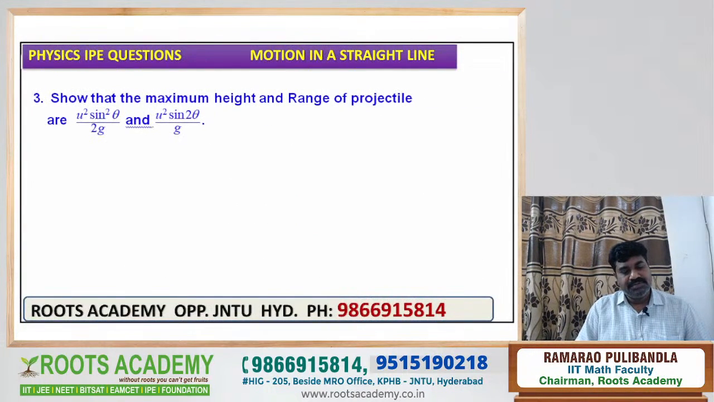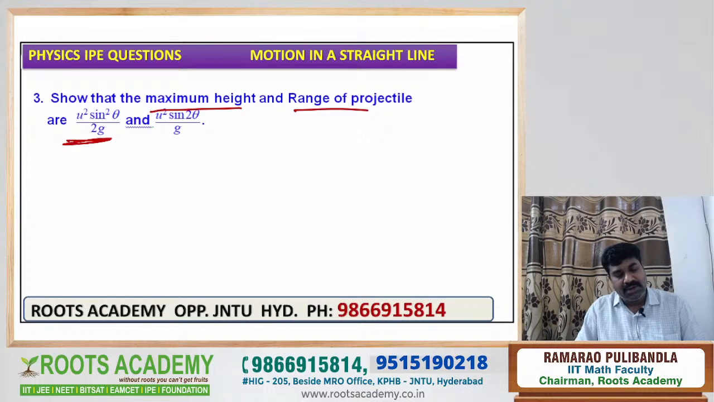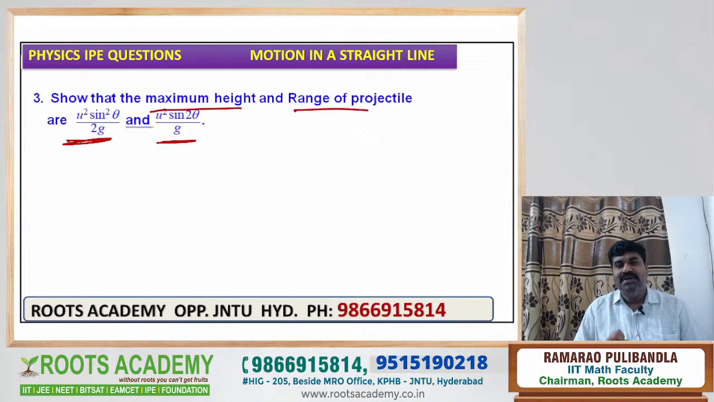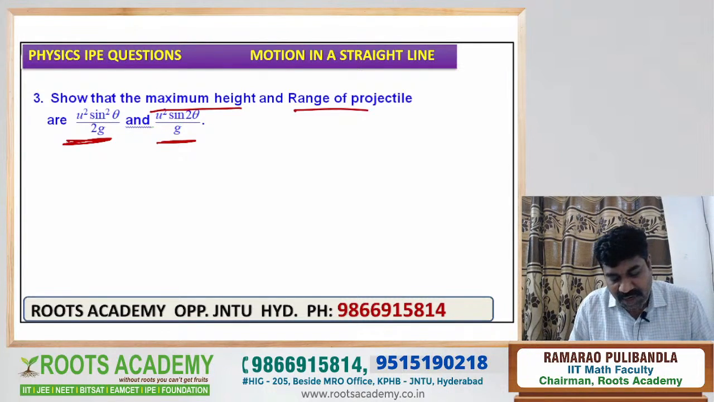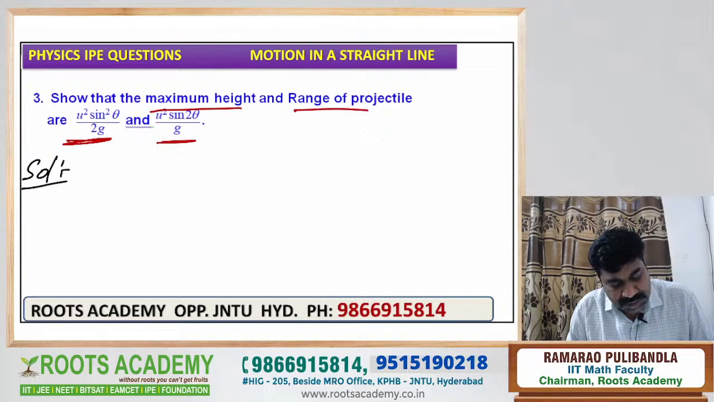Next one. Show that the maximum height and range of the projectile are given by the formulas U square sin square theta by 2g and U square sin 2 theta by g. We want to find the maximum height formula and the range formula. First of all, we go for the maximum height. What is the definition of maximum height?